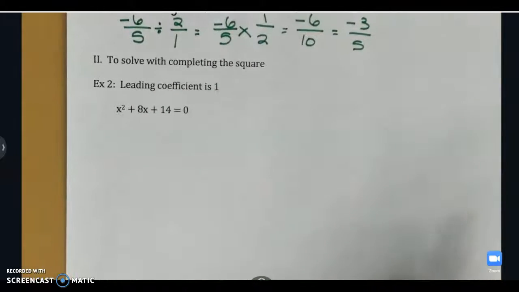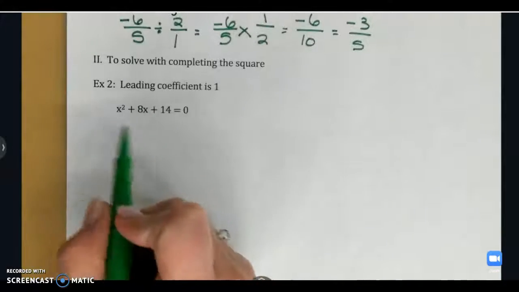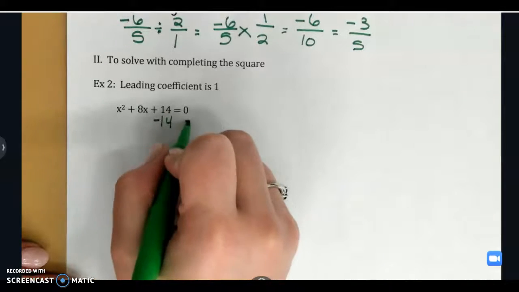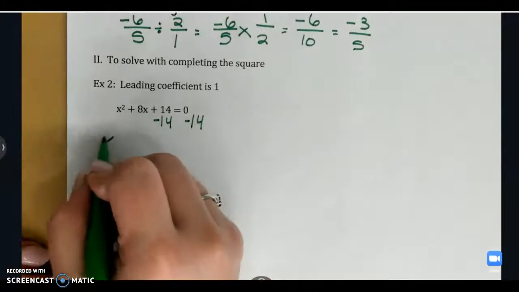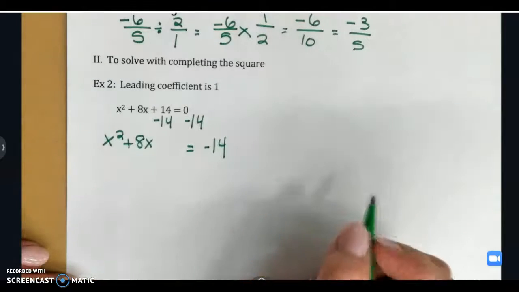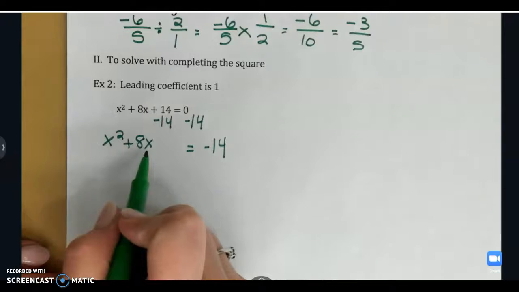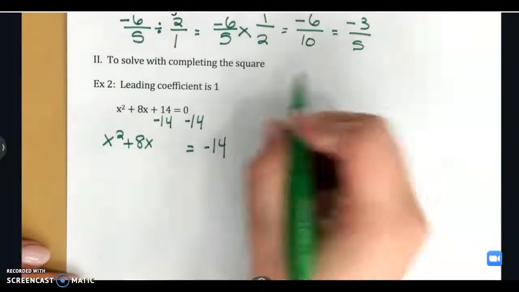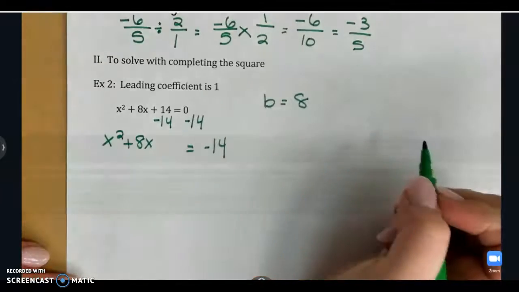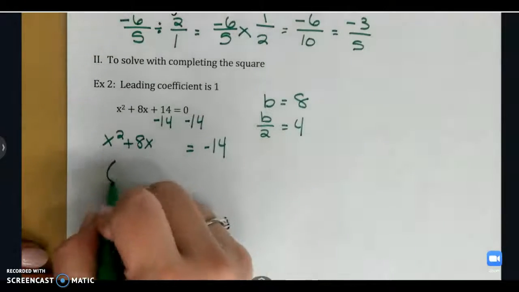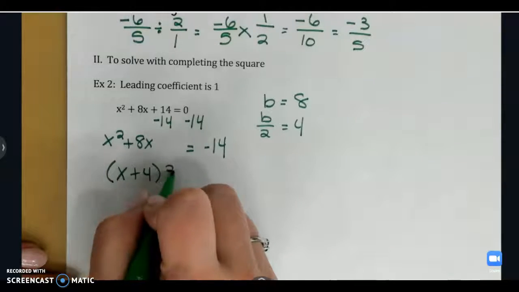Okay. So let's put this into action. If I cannot factor this and it's not a perfect square, what I first want to do is get my constant to the other side. I want just the first two terms for what's going to be my perfect square trinomial. So I have x squared plus 8x. If I wanted to make this into a perfect square trinomial, my b term here is 8. Half of b is 4. So I want to turn this into x plus 4 squared.